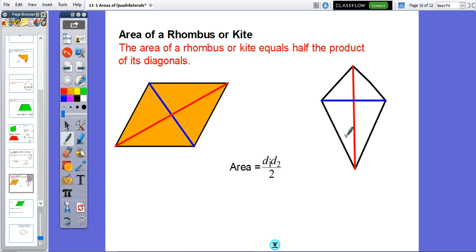People ask, which one's D1, which one's D2? It doesn't matter. You can call this one diagonal 1 and this one diagonal 2, or vice versa. It doesn't matter. It's the line across. Now let's talk a little bit more about the diagonals because you're going to run into a problem here a bit.